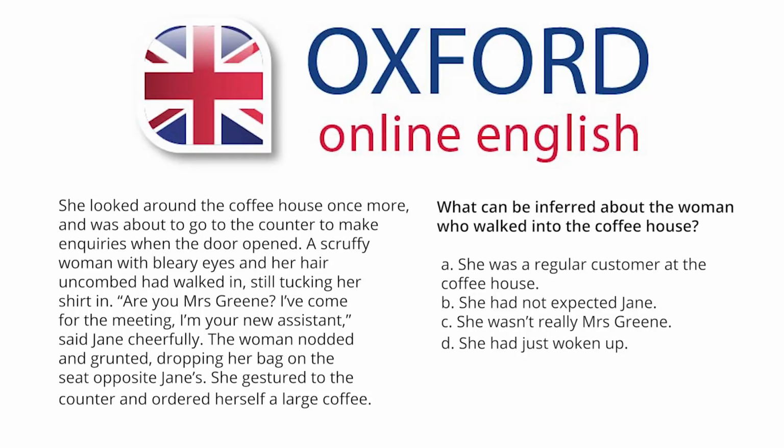Now, look at option D again. She had just woken up. Look at the text again. Can you find any clues that might show that the woman had recently been asleep? In the text, the woman is described as having bleary eyes and grunting at Jane before ordering a large coffee. All of these are things you might have or do when you've just woken up. This shows that the correct answer is D. She had just woken up.